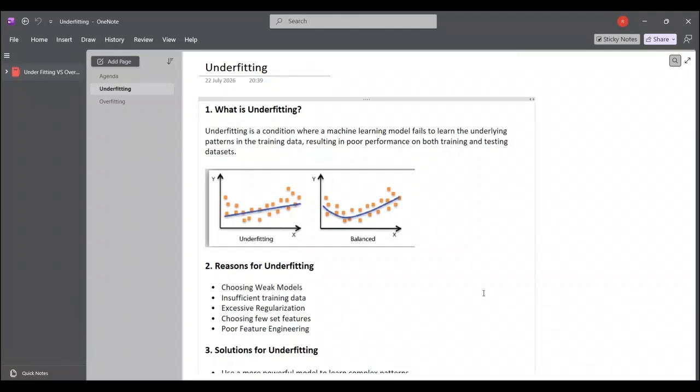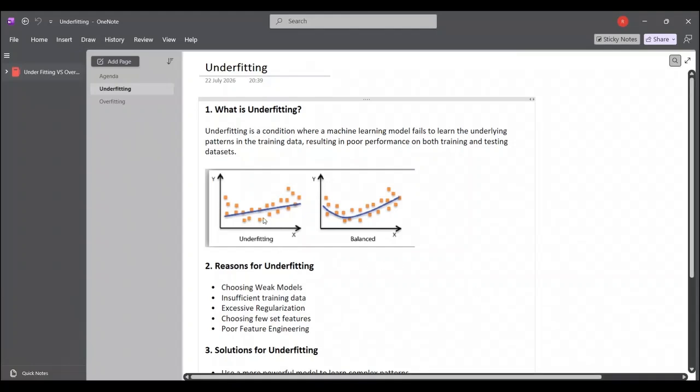From the graphs, we can see the model in case of underfitting fails to detect the patterns present in the data, whereas the model which does not underfit captures the true patterns present in the data. In simple words, underfitting means the model has learned too little from the data or the model failed to detect or learn patterns from the data.